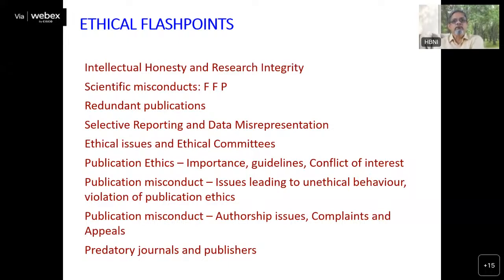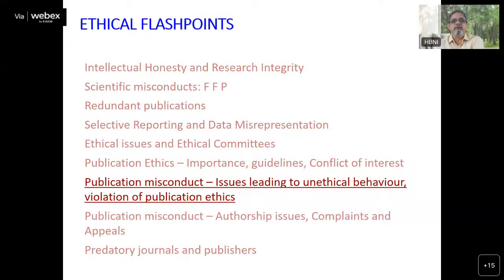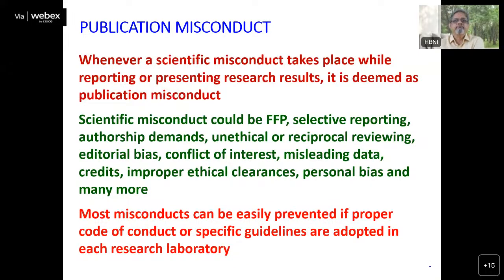Okay, so now we go on to the next topic, which is publication misconduct. And what are the issues which lead to unethical behavior, and what are the issues which lead to violation of publication ethics. So what is publication misconduct? Whenever a scientific misconduct takes place while reporting or presenting research results, that is called publication misconduct.